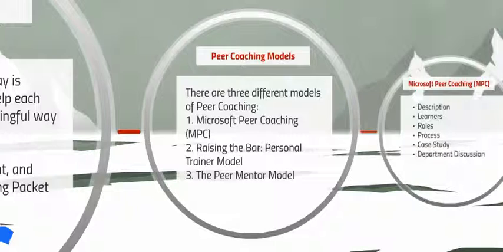So there are three different coaching models that we're going to be looking at today. We're going to be looking at the Microsoft Peer Coaching Model, or MPC, Raising the Bar Personal Trainer Model, and the Peer Mentor Model. Now, today we're going to be looking at each of them individually with small breaks in between, and then you're going to be working together as a department to analyze each model and see which one's going to fit best for you. So let's break down a little bit about what each of them are.